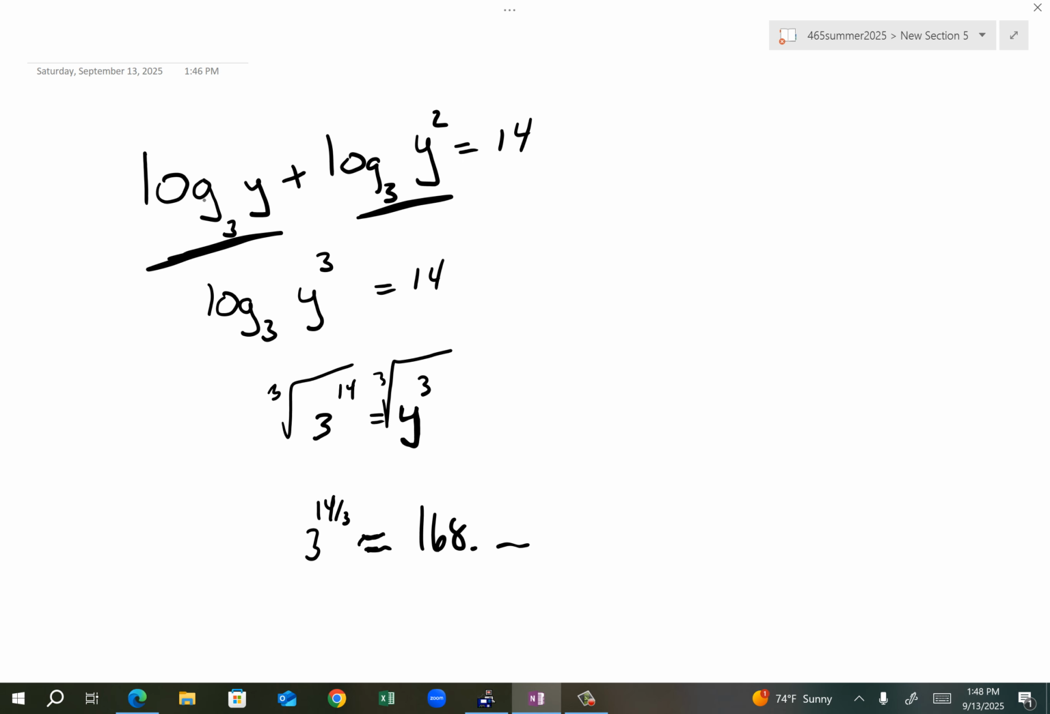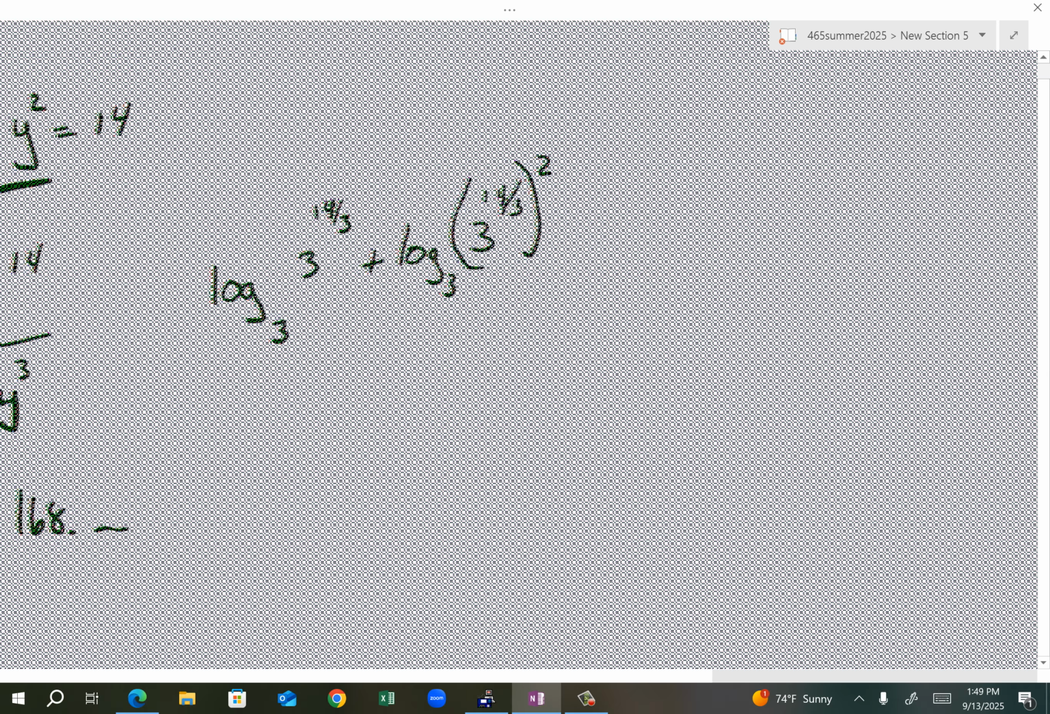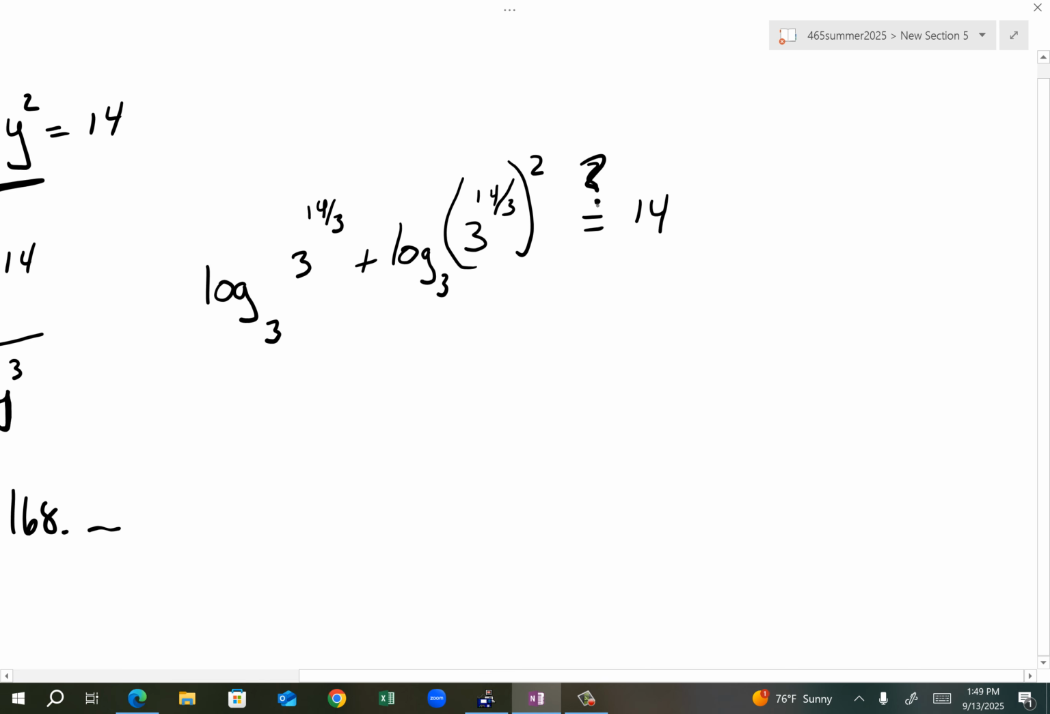Okay, that's great. What I can do is this, though. I can plug them into here. So I can take the log base 3 of 3 to the 14/3. Now, in a minute, you're going to be like, Groom, that looks goofy. I know. Because some of you are very tempted, and I mean very tempted, to put in 168 point whatever. I don't want to do that. You with me? I don't want to, so I'm not going to.